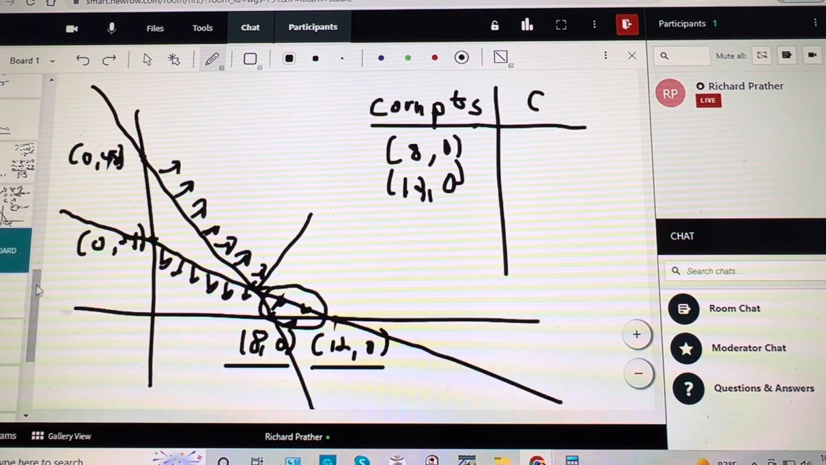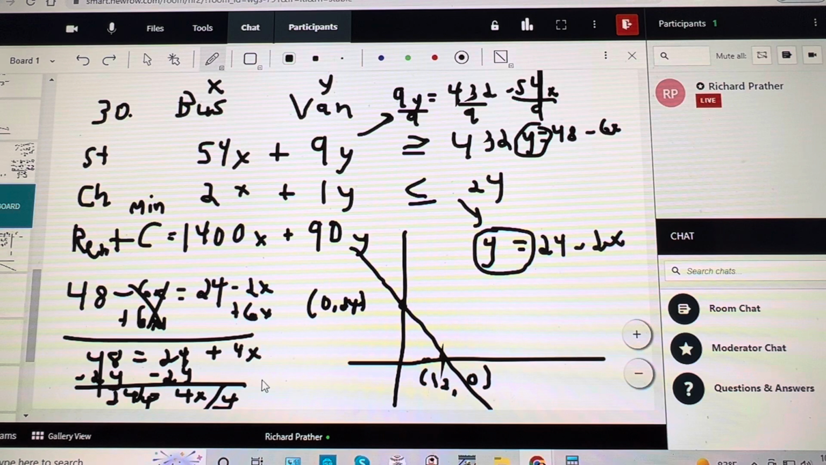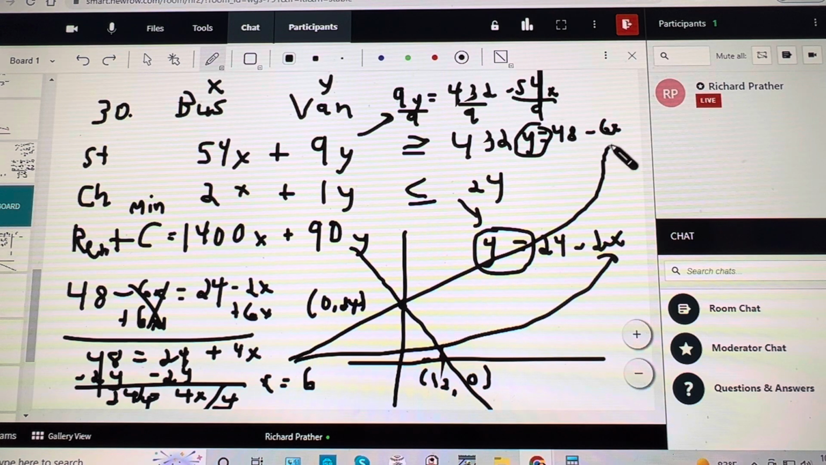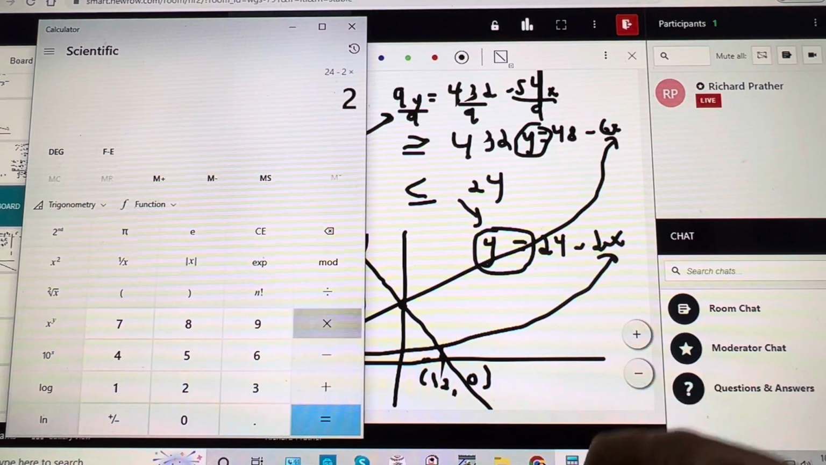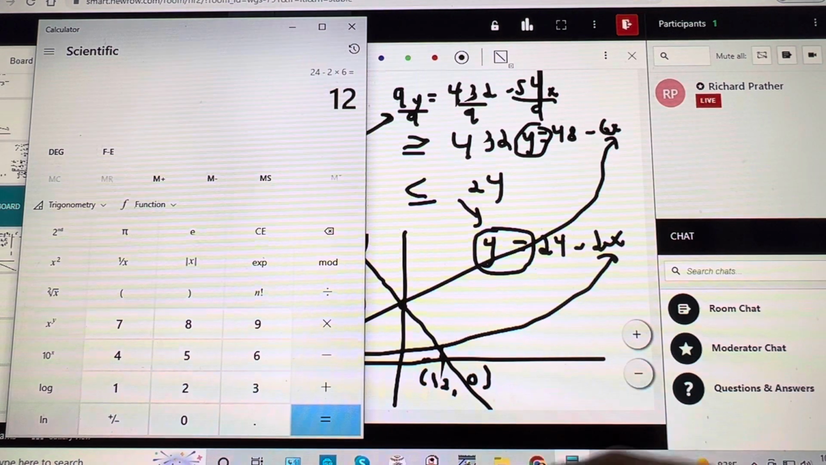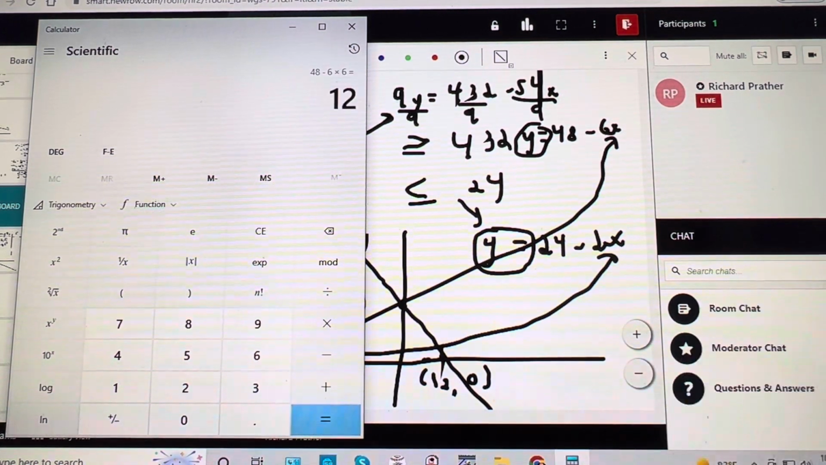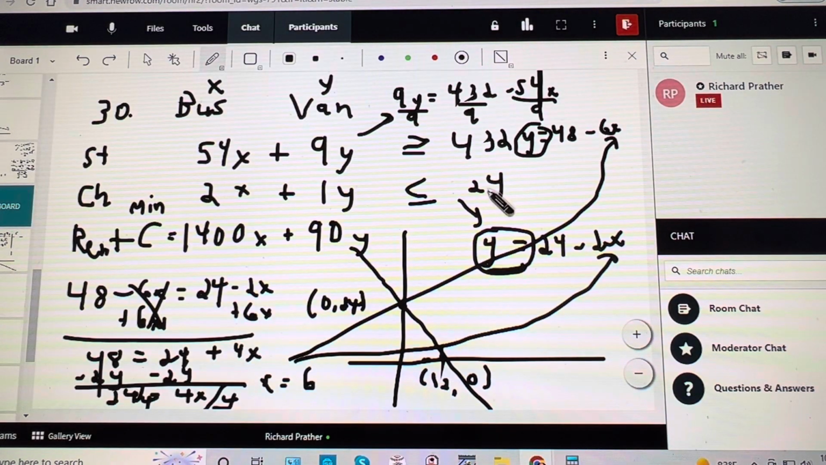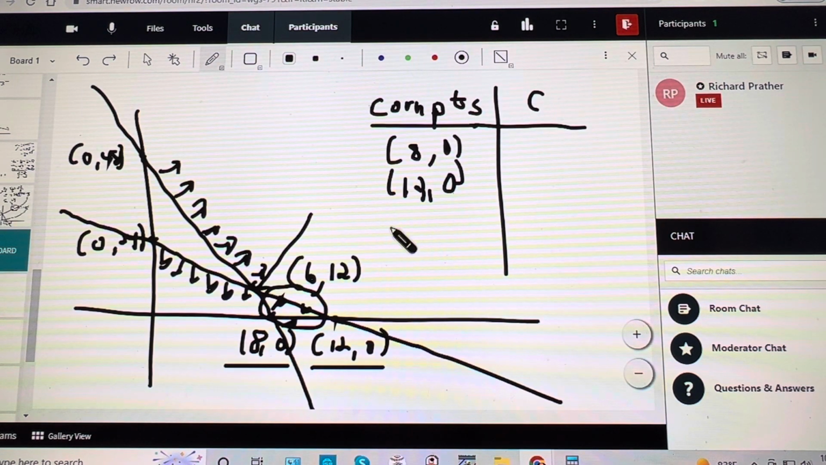X is 6 at this corner point right here. And y, we can find by putting a 6 into either here or there. It will work in either one, and we could do both just to double check. So 24 minus 2 times 6 is 12. Does the other one equal 12 also? 48 minus 6 times 6, 12, yep. And they're equal to y, so it is actually 12. If it was equal to 2y or 3y, then I would have to divide by that too. That's the step I missed on 28. So x is 6 and y is 12. There's my other corner point.